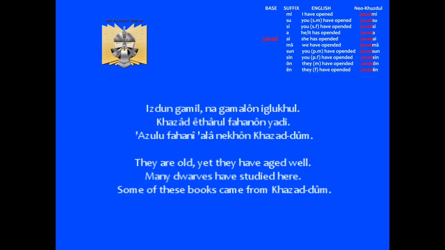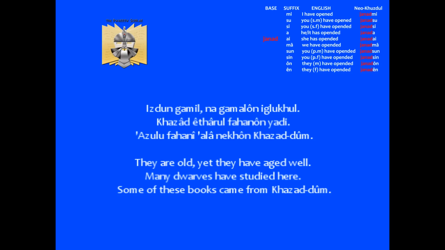We see Gamil appear here once more. So Gamil, in this case, they are old, translates as Isdun Gamil. Literally, they old. Notice that there is no conjugation of the verb to be. In fact, it is not even mentioned. This is very common in Khuzdul, where the verb to be as such does not exist. So when we form sentences with to be, for instance, I am happy, you would say I happy, simply omitting the form altogether.